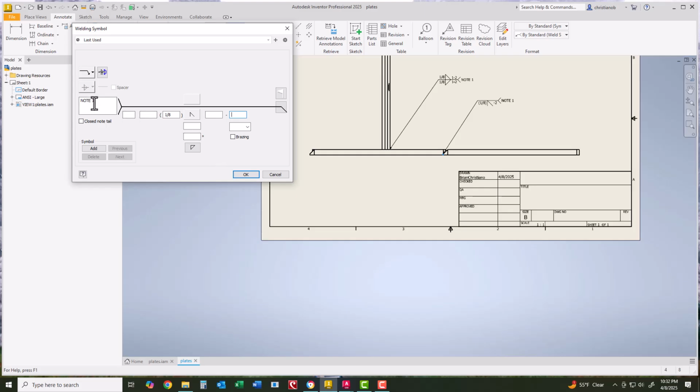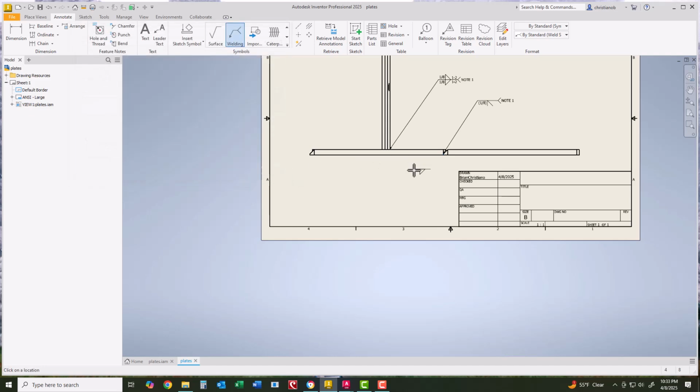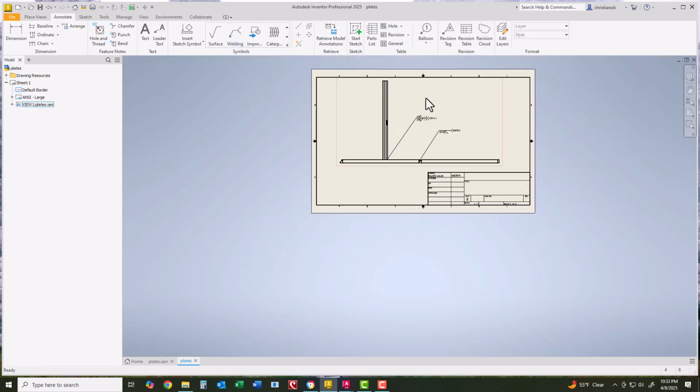And I put a note in here on note 1. So note 1 has something to do with welding. So probably something like, refer to AWS, which is American Welding Society, D1.1 or something to that effect for all welds, so that you make sure that you adhere to the welding standard. But that's how you put them in there.